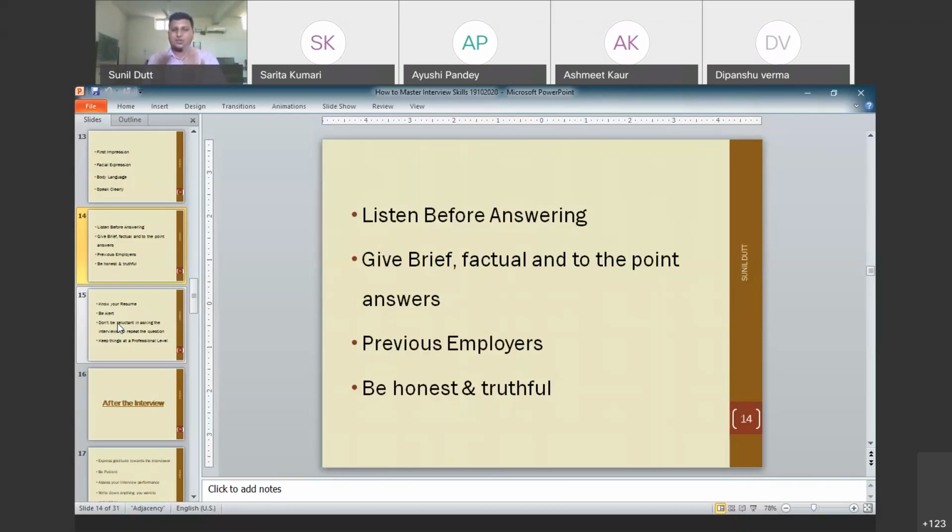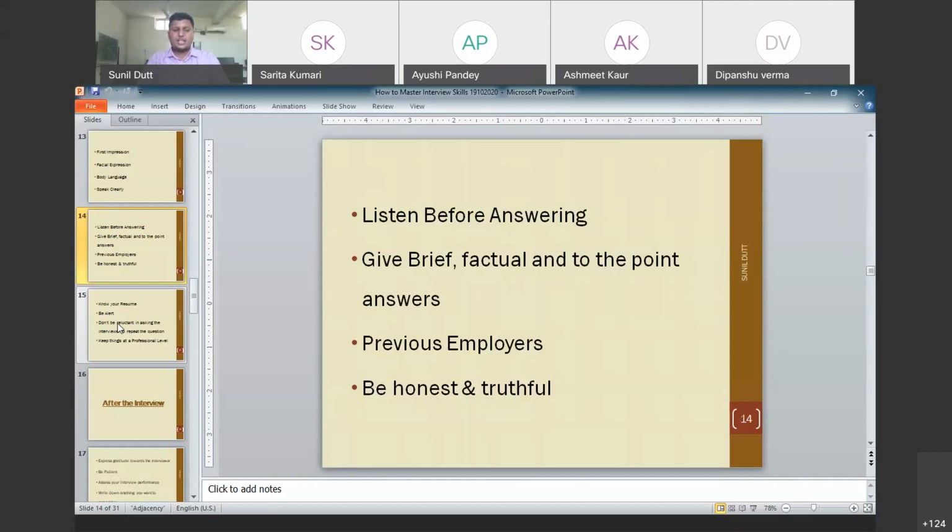In that time of 2 to 3 seconds, you will be able to mull over the points. You may be able to plan how you are going to channelize or direct your answer. Give brief, factual, and to the point answers. Don't give abstract answers or abstract ideology, or just say that I have done this. Have supporting documents with you if you have done something marvelous or something good.